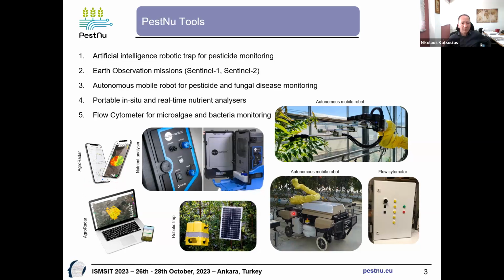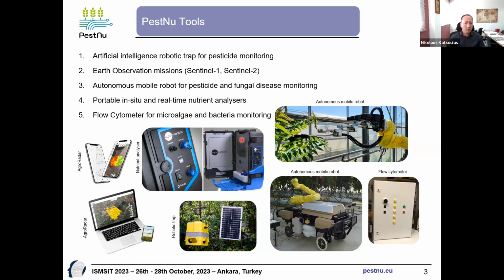We are developing an autonomous robot that is going to be used inside the greenhouses in order to monitor, again, the presence of insects or fungi in the greenhouse, and apply pesticides that are developed in the frame of the project.